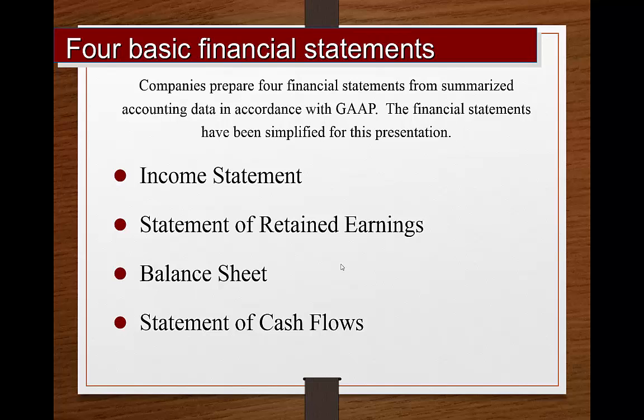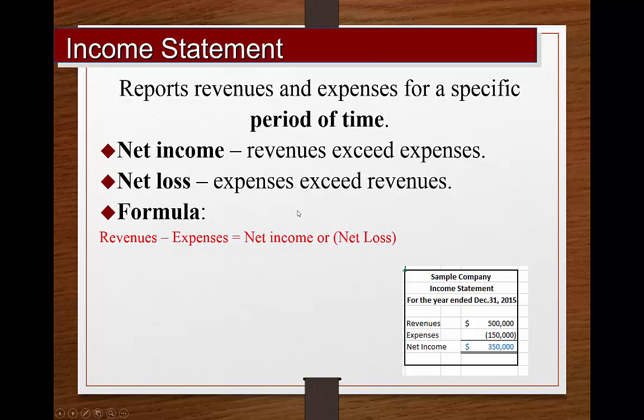We'll start with the income statement. The next will be the statement of retained earnings, the balance sheet, and the fourth will be the statement of cash flows. The first statement that we're going to cover is the income statement. The income statement reports revenues and expenses for a period of time. So here's a little example of how that might look in a very simplified format.